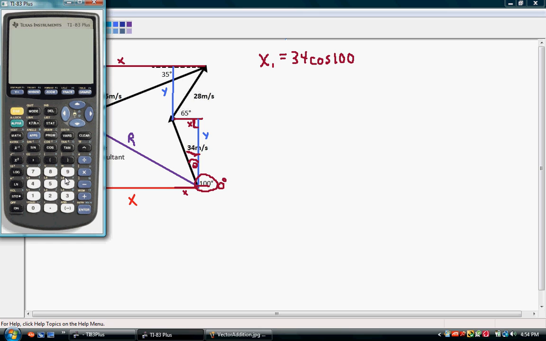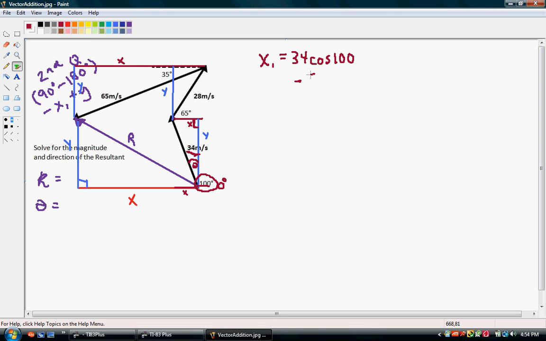Alright, so notice whenever we use a direction of 100, we should be able to get a negative x because we moved to the left and a positive y. So 34 cosine 100, and we get negative 5.9, which is what we anticipated since we had a horizontal displacement to the left.